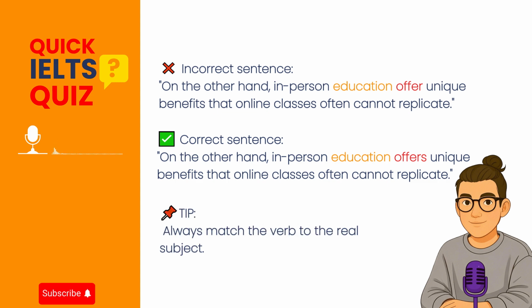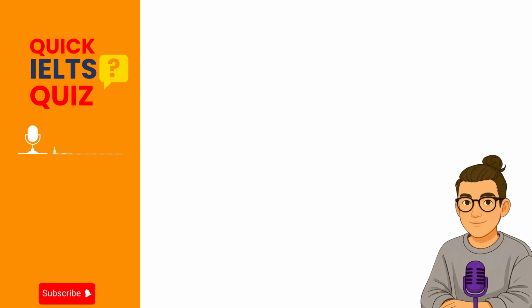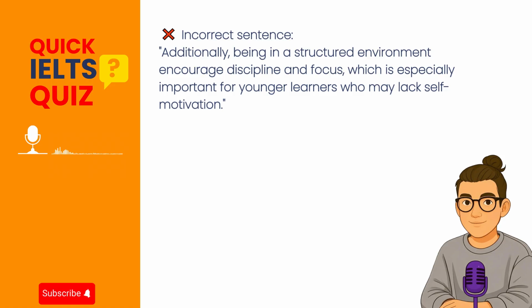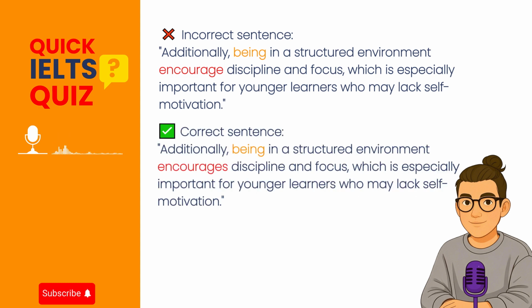Alright, let's move on to error number 7. Still about subject-verb agreement, but this one involves a tricky case with a clause in the middle of the sentence. This next one is another subject-verb agreement mistake, but it's a bit trickier because there's extra information between the subject and the verb. The real subject here is being, which is singular. Even though the sentence has extra words after it, the verb must still agree with the subject. That means it should be encourages instead of encourage. Ignore extra words when matching subject and verb.